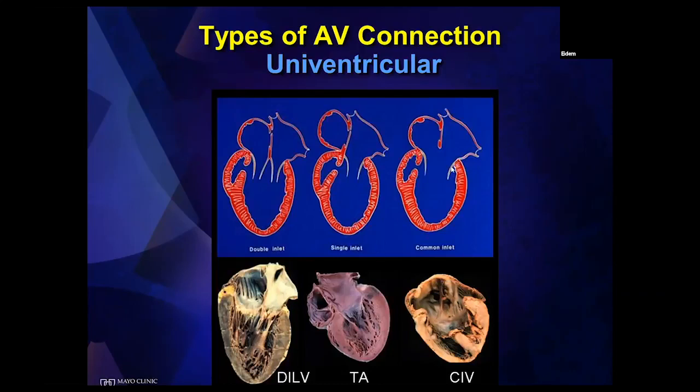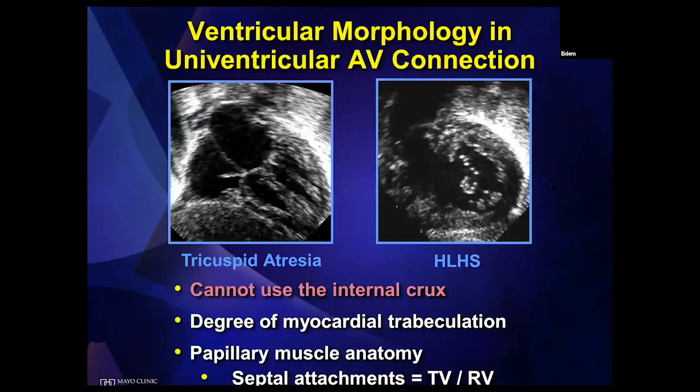And patients that have a common AV valve or a common inlet ventricle have a single common valve that both the atria connect to a common ventricular chamber. Well, how do we determine ventricular morphology if you have only one univentricular AV connection? We can't use the internal crux because we don't have the offset of two atrioventricular valves.